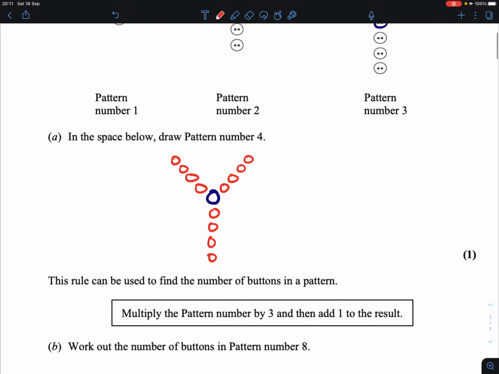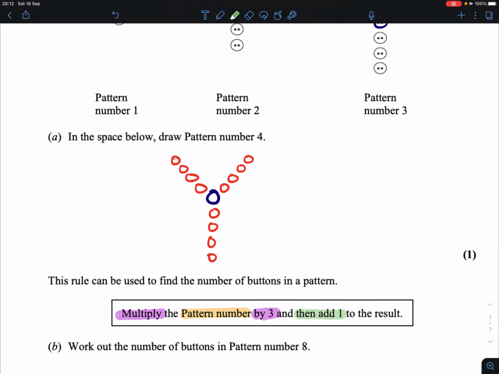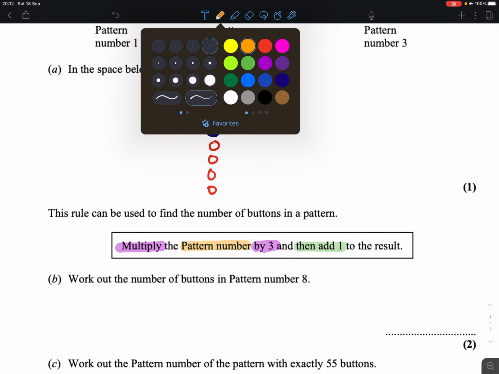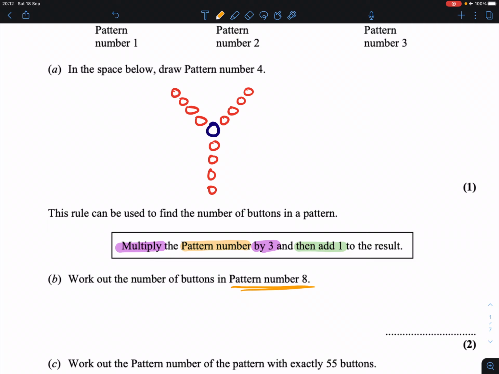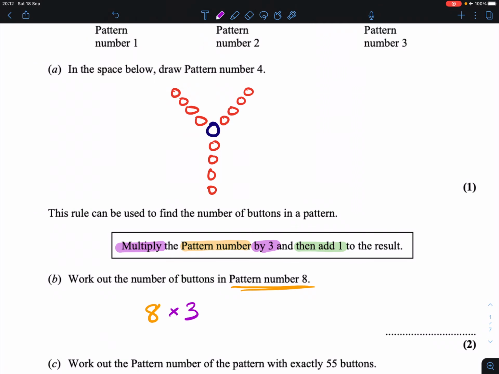Next bit. This rule can be used to find the number of buttons in a pattern. We multiply the pattern number by 3. Should actually highlight this as well, the pattern number by 3, and then add 1 to the result. So if we're being asked to work out the number of buttons in pattern number 8, then that means we take 8, we then multiply it by 3 as per the rule, and then we add 1 afterwards. That is going to give us an answer of 25.